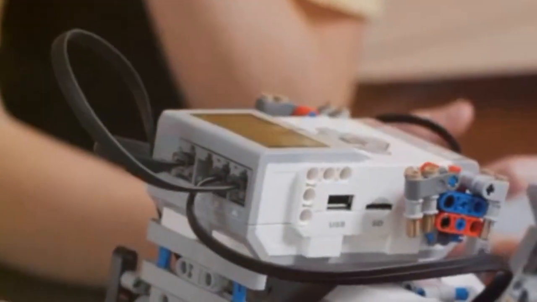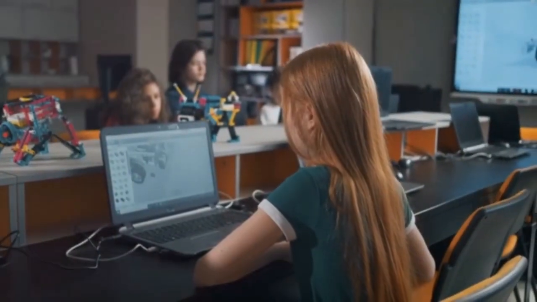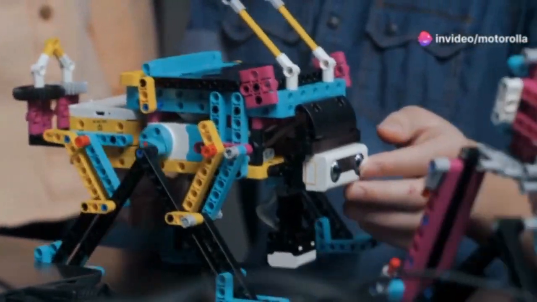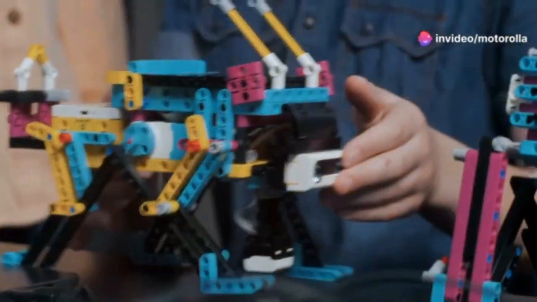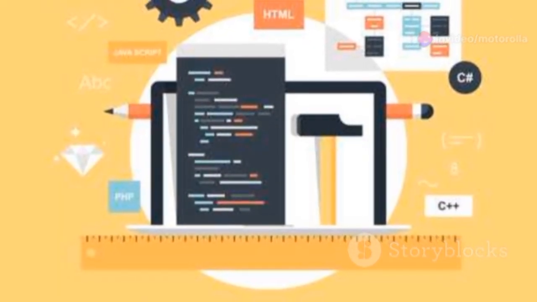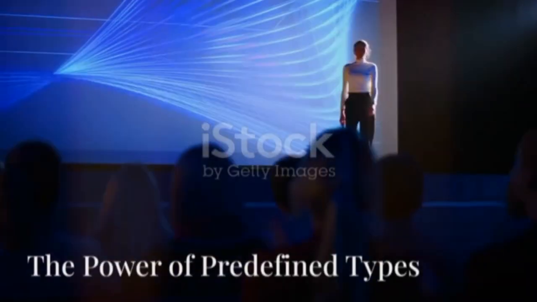Think of it like building with Legos. Each Lego brick has a specific shape and purpose, and when you combine them following the instructions, you can create amazing structures. Similarly, TypeScript's predefined types help us build well-organized and reliable code.